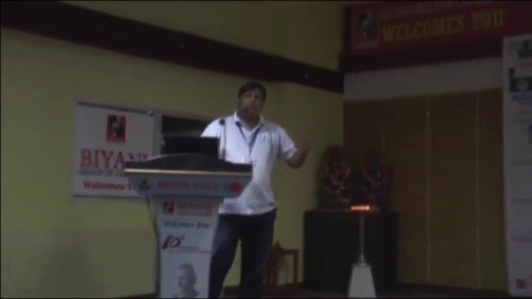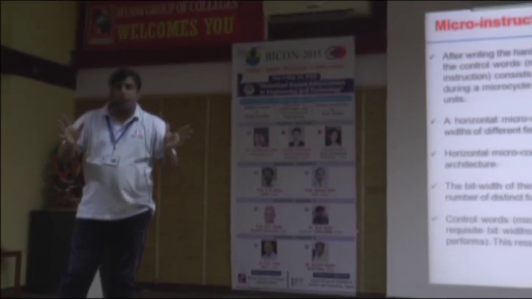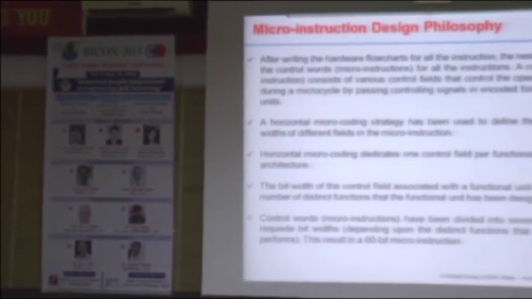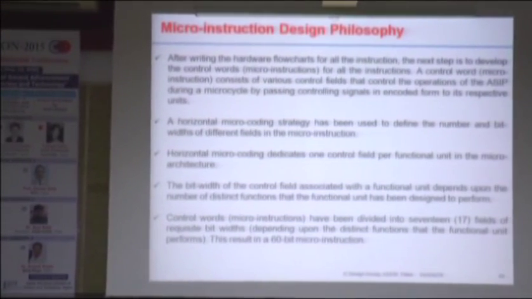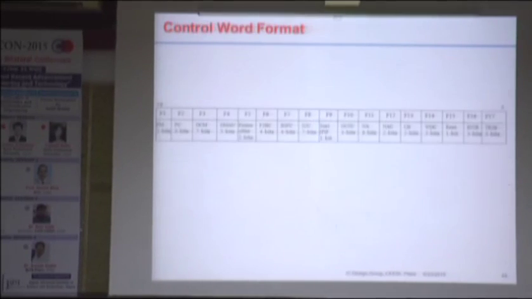Now, after writing the hardware flowchart for all the 44 instructions, the next step is to derive the controls from the hardware flowchart. That is, how will the micro instructions, the program that goes into the control memory, look? To design that, we will see. So this will be the format of my control word field for the micro instruction. We have used the horizontal microcoding approach to design the micro instructions.